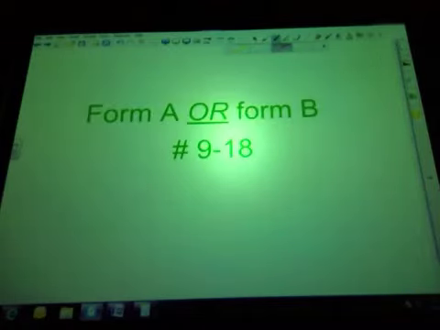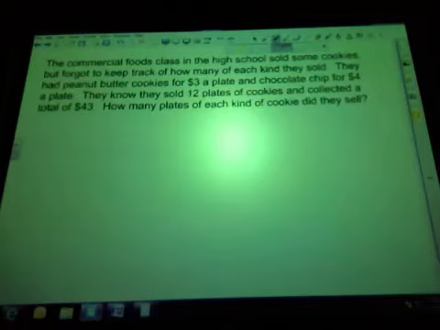Today what you're going to work on is either Form A or Form B, numbers 9 through 18. The first two sections from 9 through 18 involve just solving problems using substitution or elimination, whichever one works out better for each problem. The last section from 9 to 18 involves some word problems, and we haven't talked about how to set up word problems, so I wanted to work through one first with you.